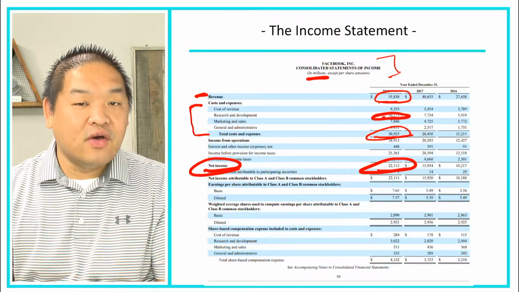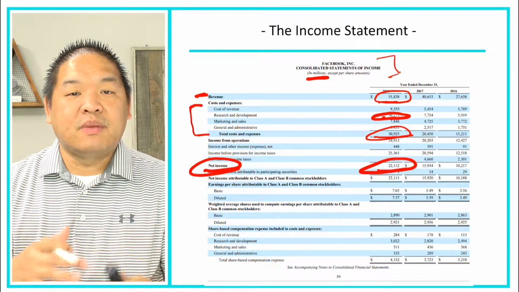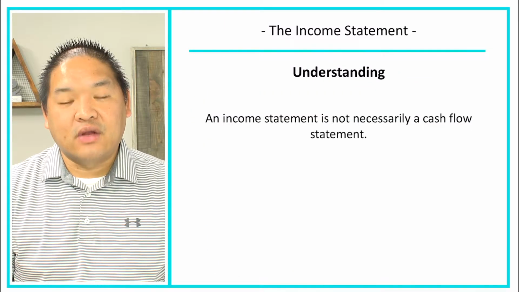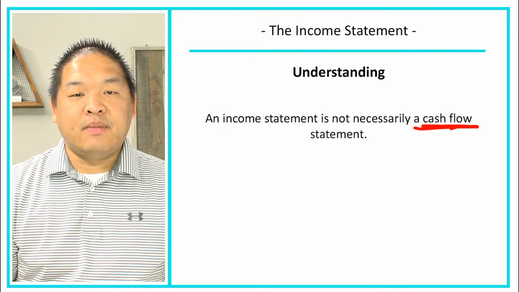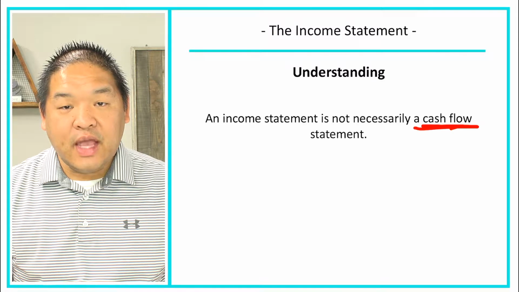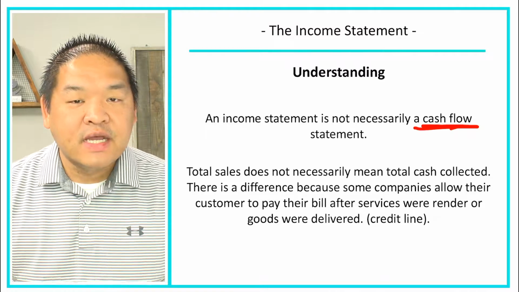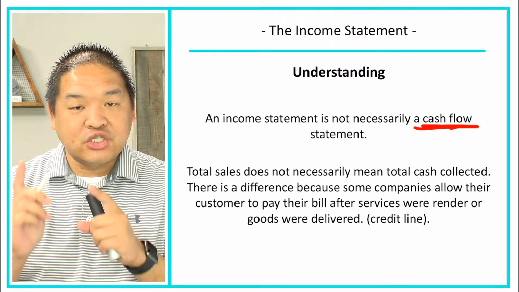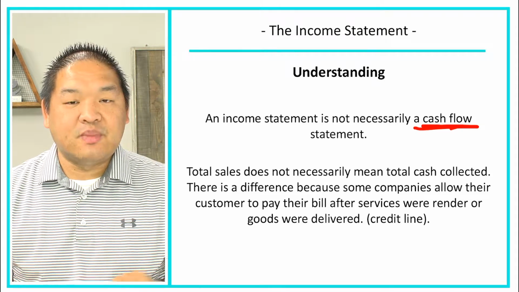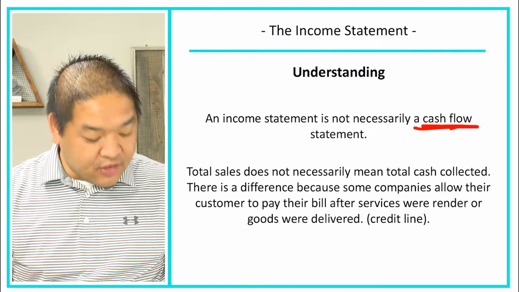So this is going to give those external users information about the company and whether or not they want to do something about their investment. An income statement also is not necessarily a cash flow statement. When you're looking at the financial statement of Facebook, for instance, $55.838 billion, it's important to know that the total sales, the total revenues, doesn't necessarily mean total cash collected. There's a difference because some companies allow their customers to pay their bill after services were rendered or goods were delivered. We call this the credit line.